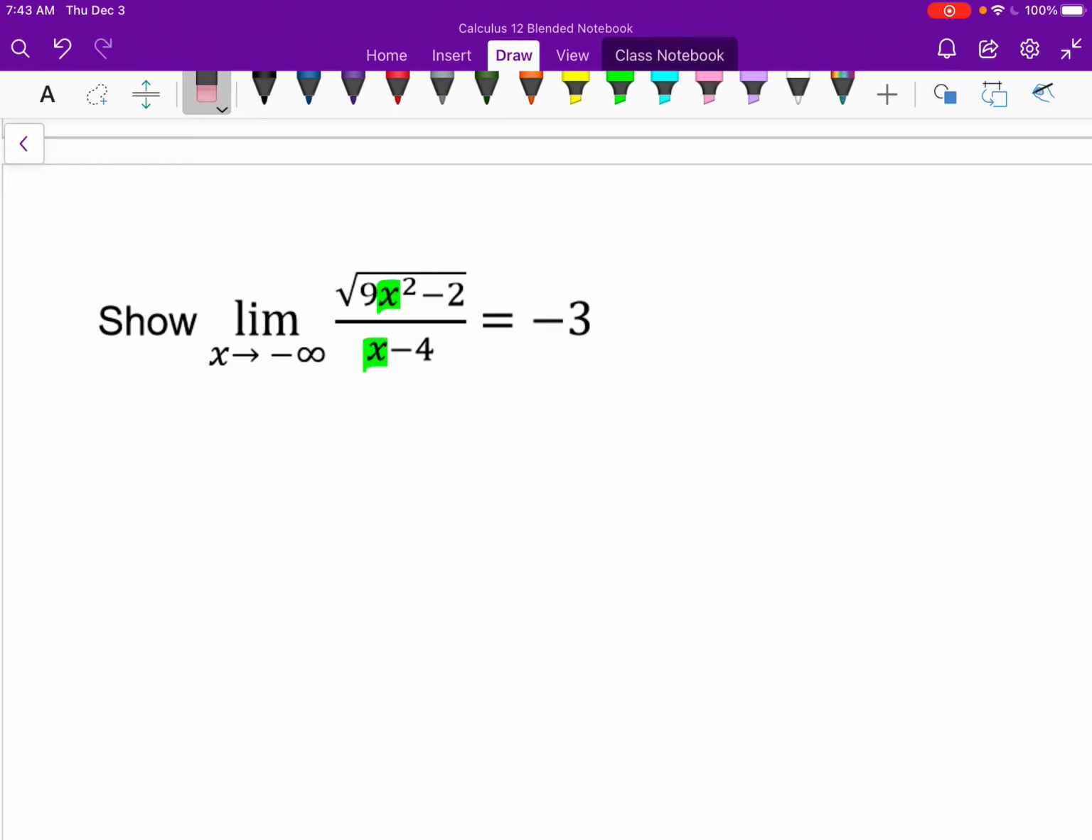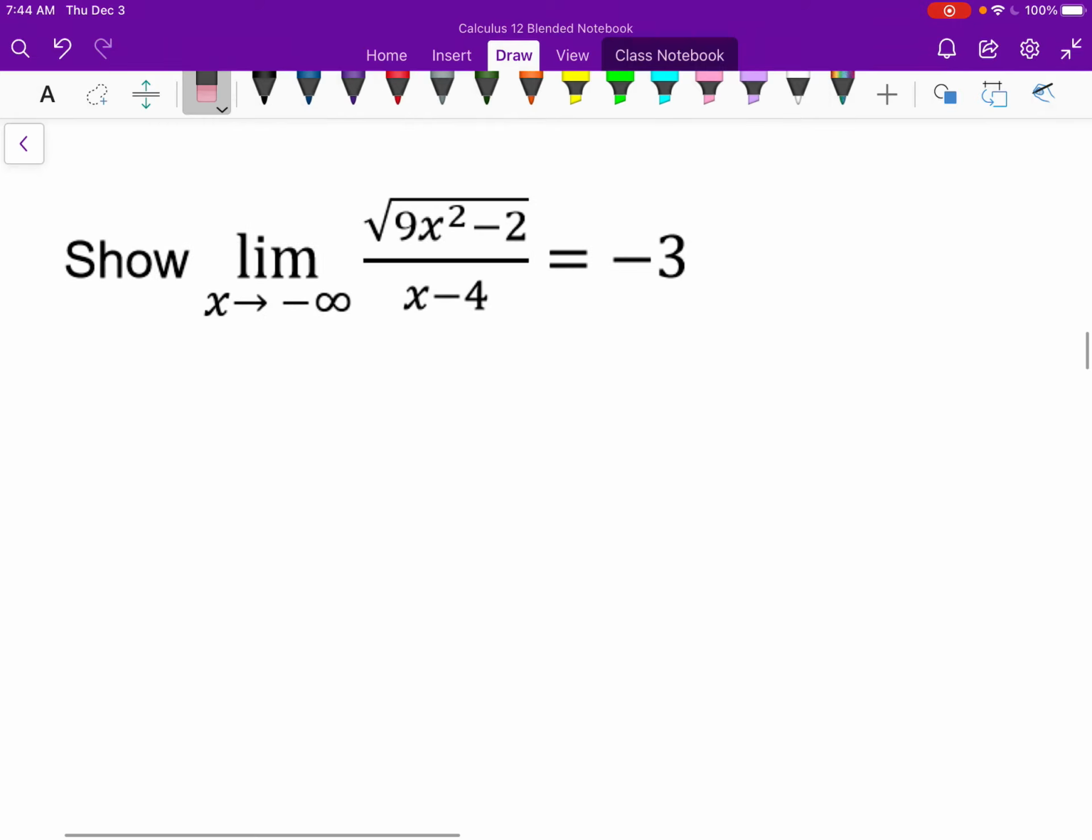So what tends to be helpful in situations like this is to factor out the largest power from the numerator and the denominator and simplify that out. Essentially, we end up focusing on what really matters, because as x approaches infinity or negative infinity, things like the take away 2, the take away 4, don't really matter. When you're dealing with massively large or massively negative numbers, subtracting 2 or subtracting 4 is insignificant. And so we want to focus on what is significant, and one way of dealing with that is to factor out the greatest power from the numerator and the denominator.